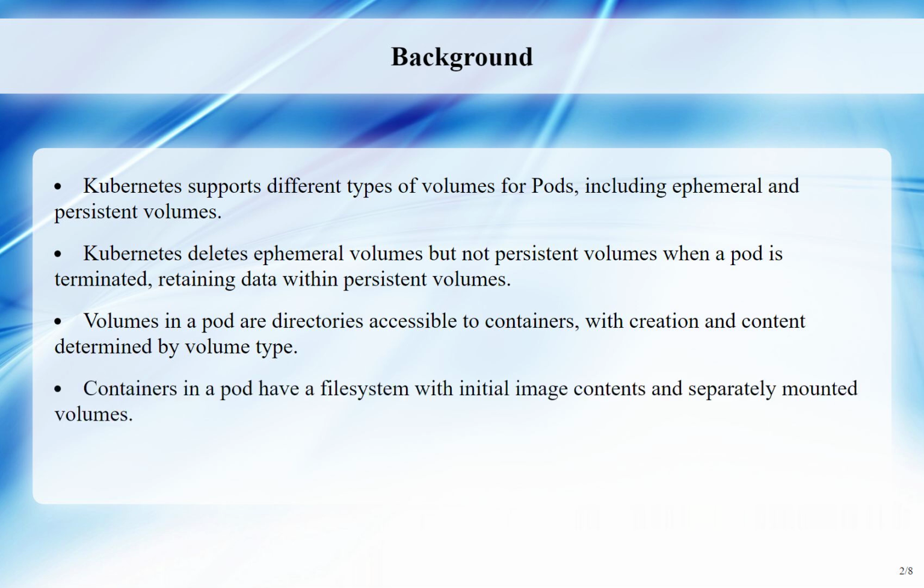Containers in a pod see a file system made up of the initial image contents and the volumes mounted inside. Volumes are mounted at specified paths within the image, and each volume used by a container must be independently mounted. Volumes cannot be nested within other volumes, and cross-volume hard links are not supported.